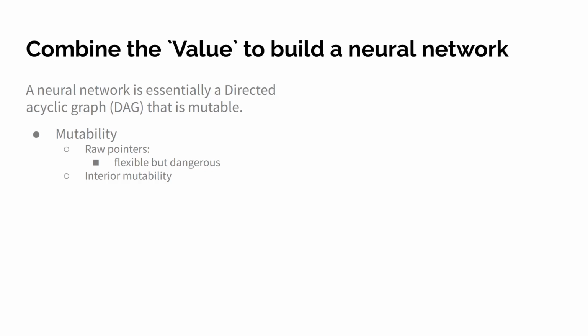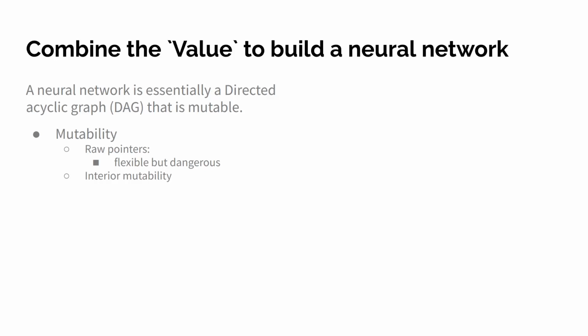Next, let's talk about how to combine them to build a neural network. A neural network is essentially a directed acyclic graph that requires mutation. This brings us face to face with two chief problems in Rust: mutability and lifetime management. On the mutability front, we have two primary options. We can use raw pointers. They offer a lot of flexibility. However, they also introduce the potential for unsafe code, which tends to negate the benefits of Rust's safety guarantees.